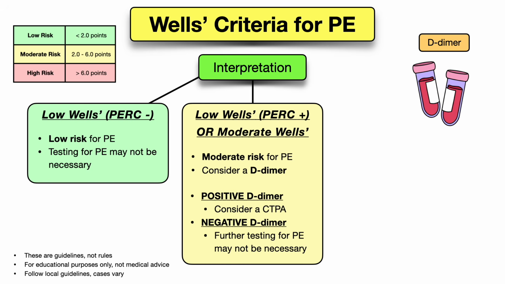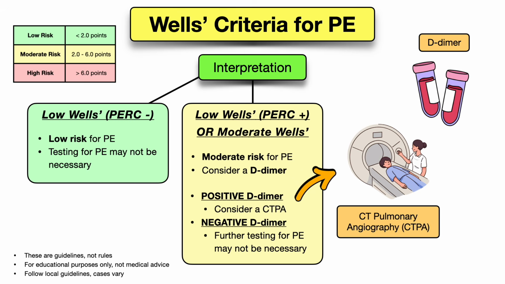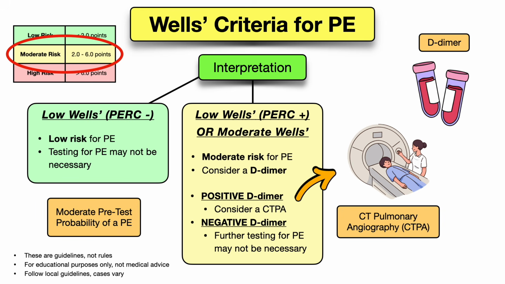If the D-dimer is positive, meaning there could be blood clots, then consider imaging such as a CTPA, which is a CT pulmonary angiography of the chest. If the D-dimer is negative, then further testing for PE may not be necessary. So again, this would be for a Wells score of 2 to 6 points, which means a moderate pretest probability of a PE, or a Wells score of less than 2 points and being PERC positive.